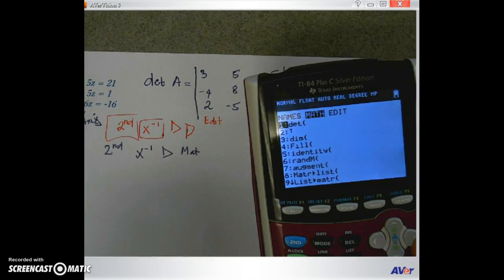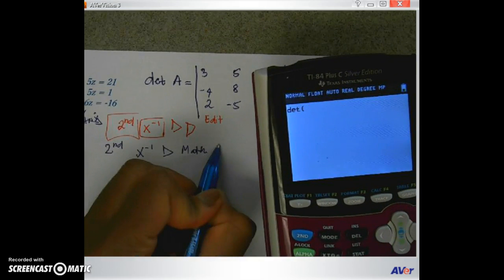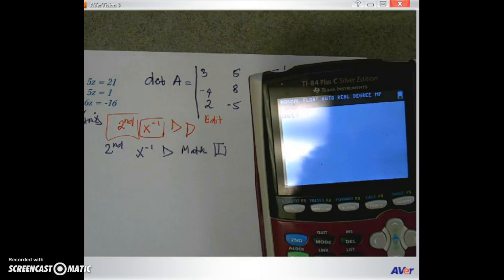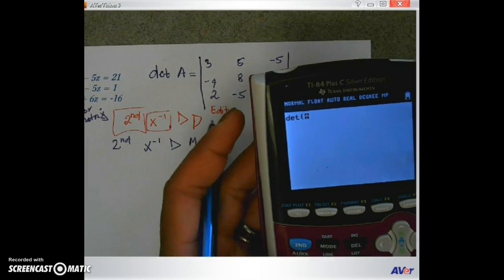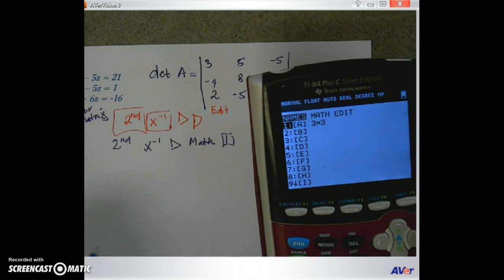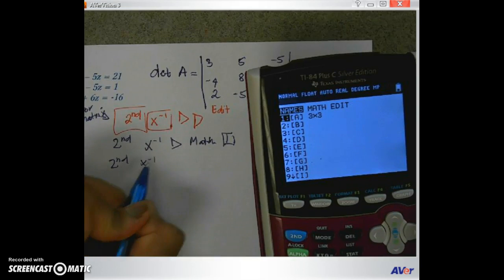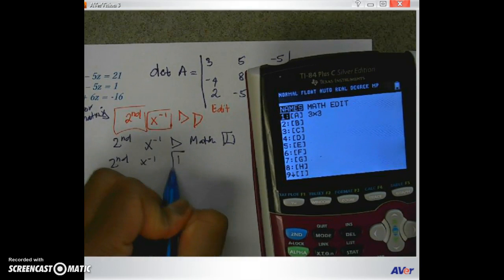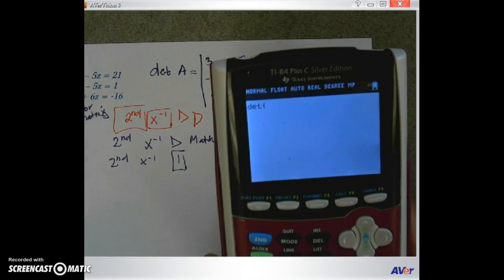And what do I want? I want the determinant, so number 1. And you're going to hit number 1. And it's saying determinant of what? Well, now you have to put that in there. So you're going to go second x to the negative 1. And then hit number 1 because that's where we stored it. We put ours in matrix A. So go ahead and hit enter.